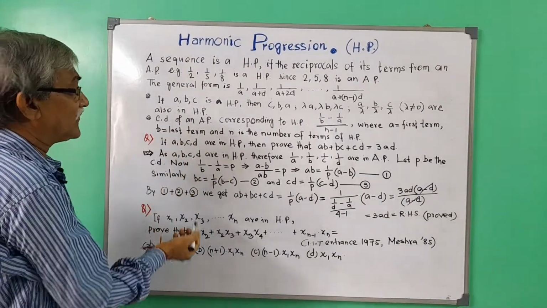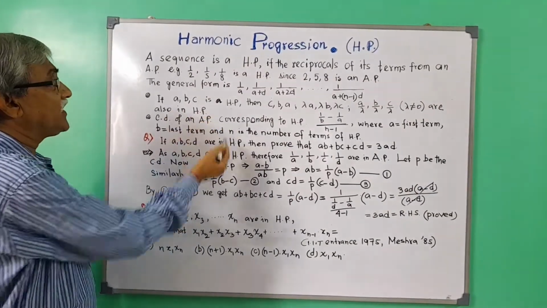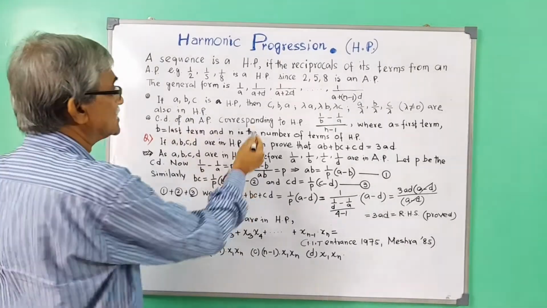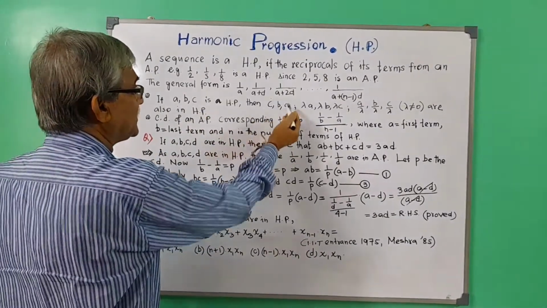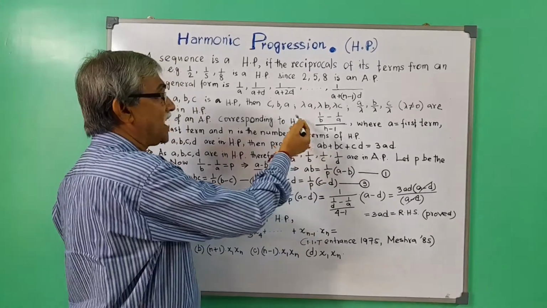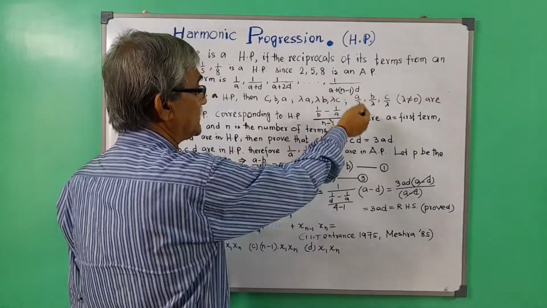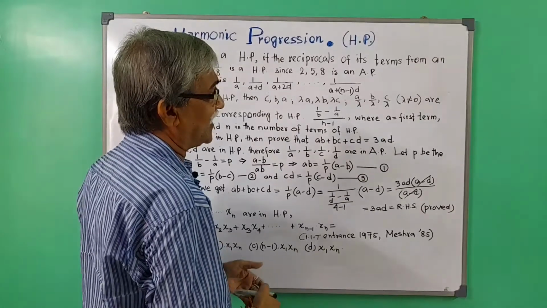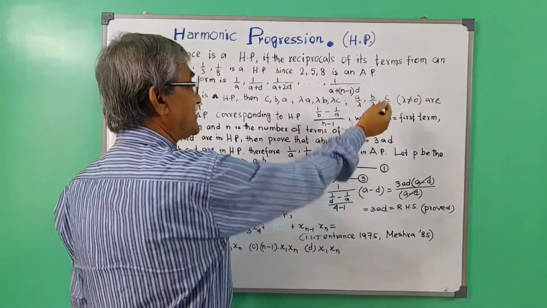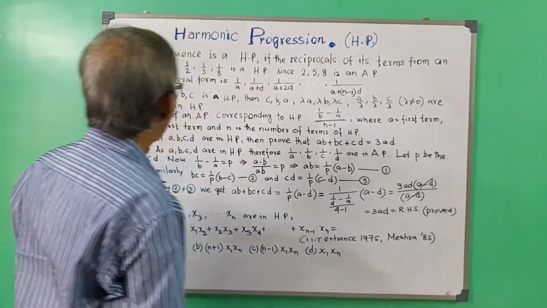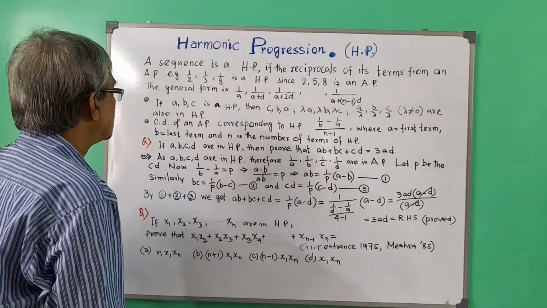Now the invariance: if A, B, C is an HP, then if you reverse it, C, B, A, or if you multiply by lambda, lambda A, lambda B, lambda C, or if you divide A by lambda, B by lambda, C by lambda, where obviously lambda is not equal to 0, they are also in HP.